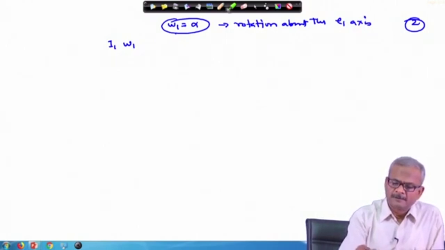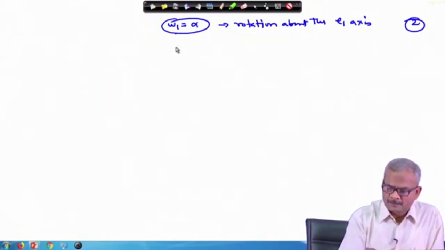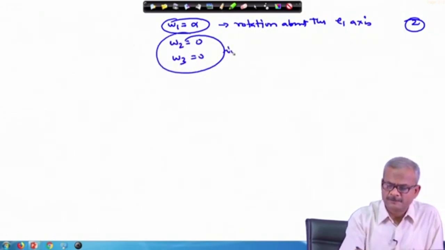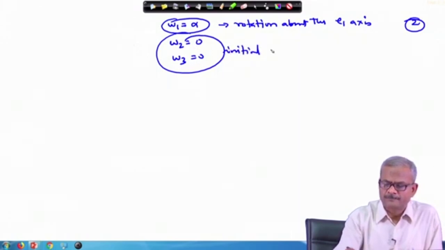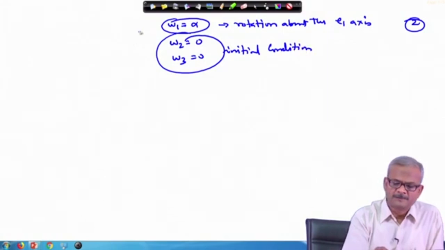And the other one we will assume omega 2, this is 0, and omega 3, this equal to 0. So, this is the initial condition.